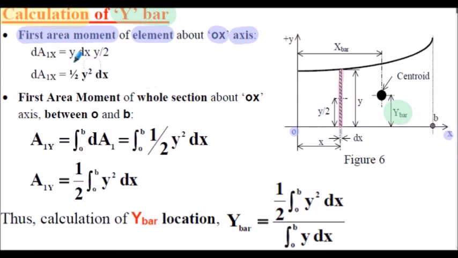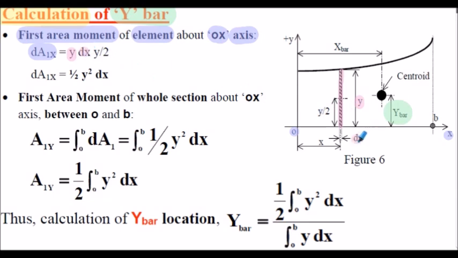So to calculate the first area moment, it's simply the area of the strip multiplied by its centroid location from the OX axis. So from the sketch, figure 6, the area of our elemental strip is the height y, shown here, multiplied by the thickness dx, shown here.